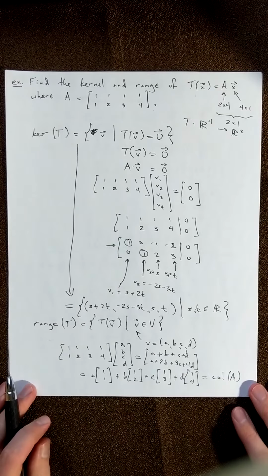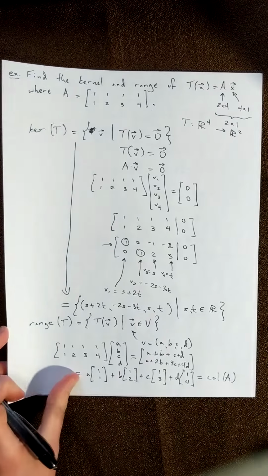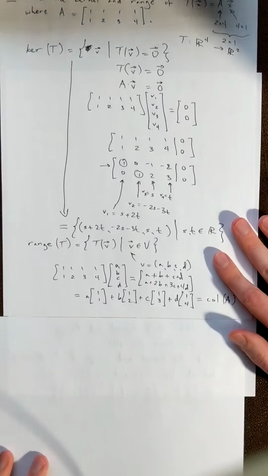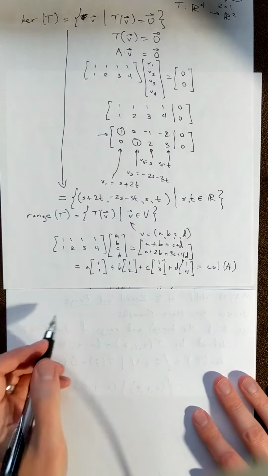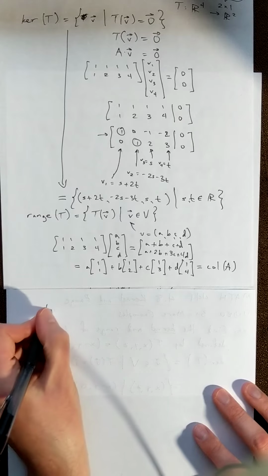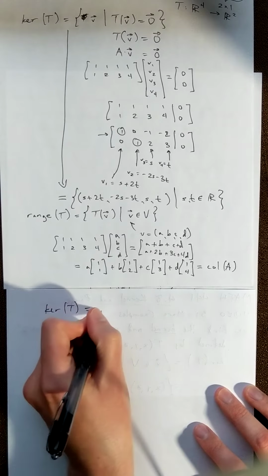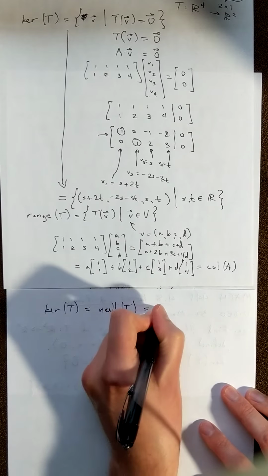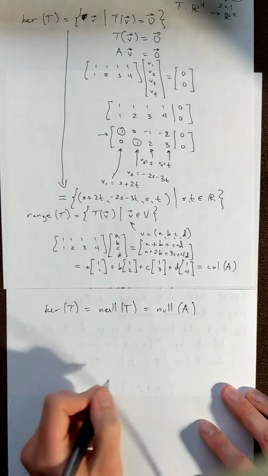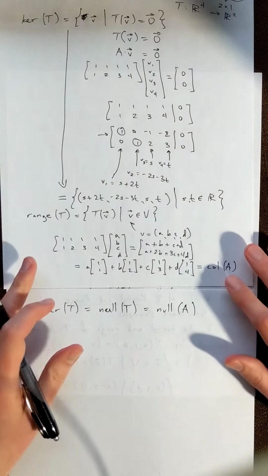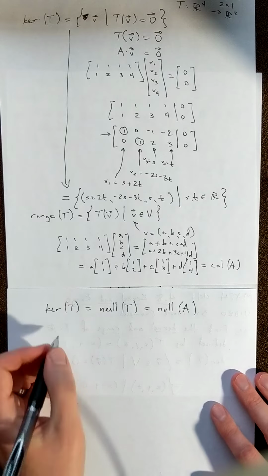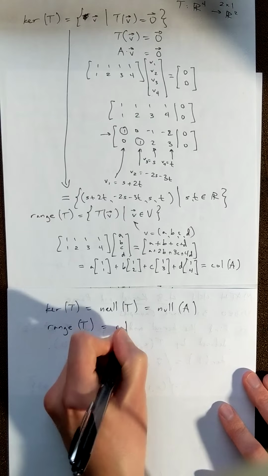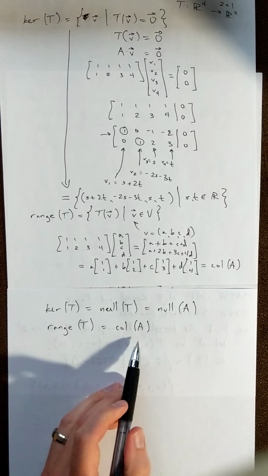I'm realizing I should have made a completely separate video talking about just matrix transformations, but we are where we are. We've determined that the kernel of T, which is also known as the null space of T, is also going to be the null space of the corresponding matrix A, if we have a case like this where T of x is equal to Ax. The range of T is actually going to be the column space of A, column space of the corresponding matrix.